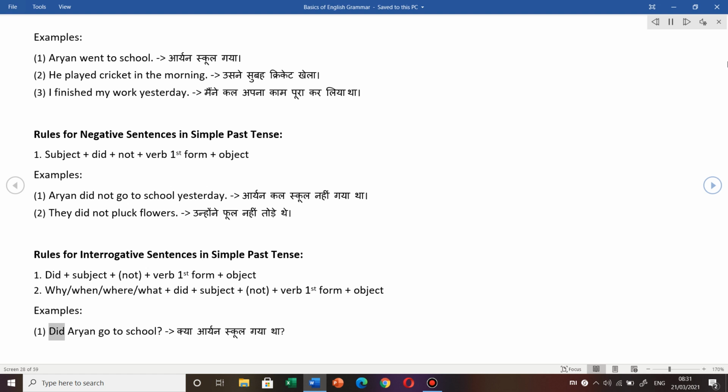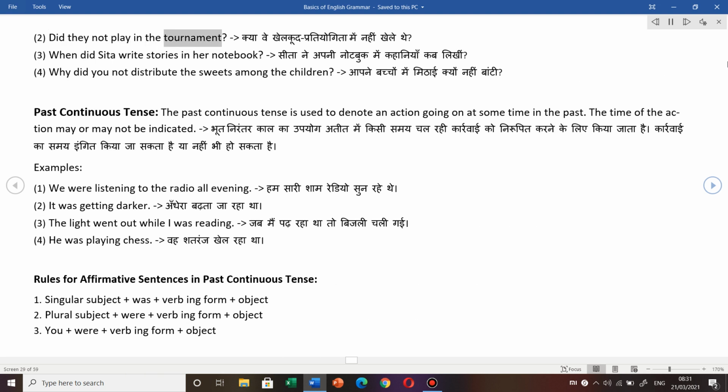Examples. Did Aryan go to school? Did they not play in the tournament? When did Sita write stories in her notebook? Why did you not distribute the sweets among the children?